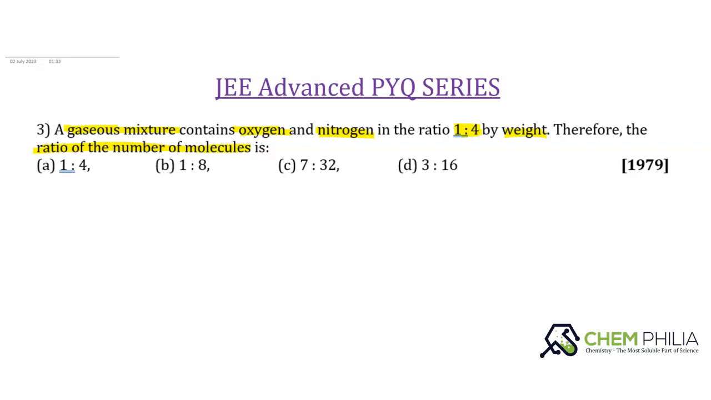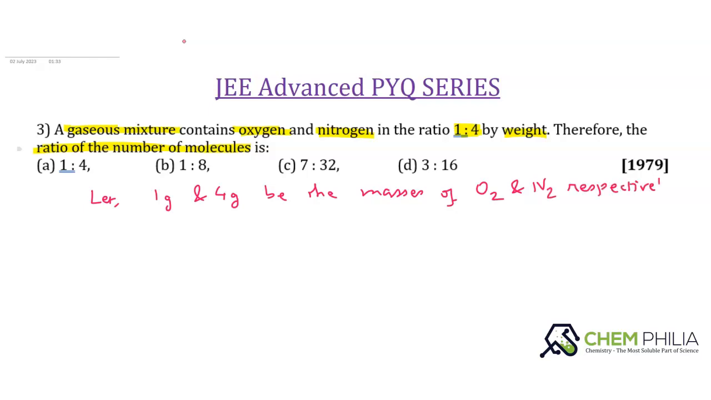So if we get the number of moles and take their ratio, that will also be the ratio of number of molecules, right? So first, what we have to do, let 1 gram and 4 gram be the masses of oxygen and nitrogen respectively.